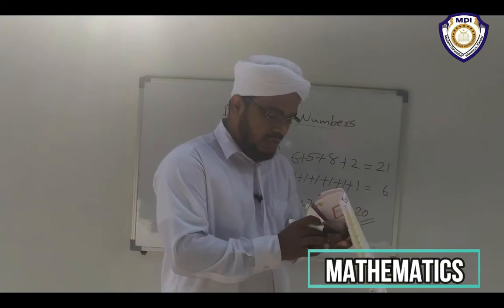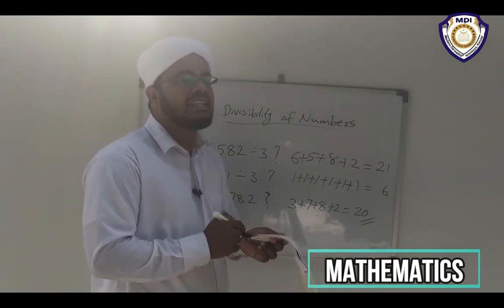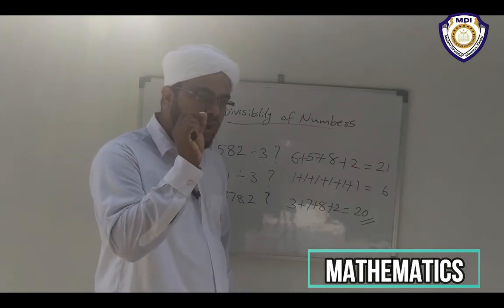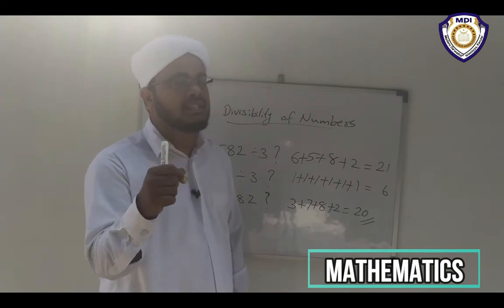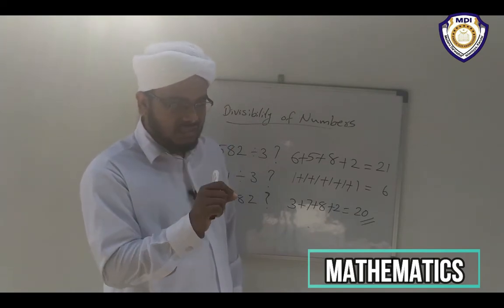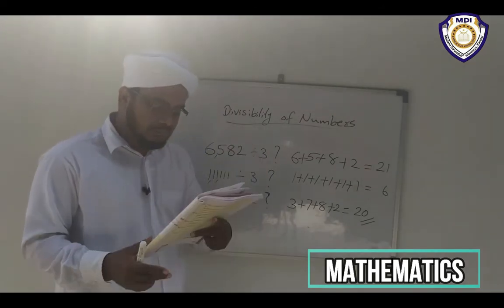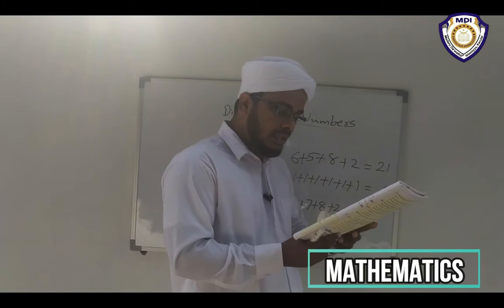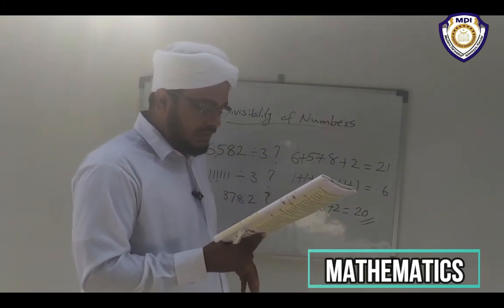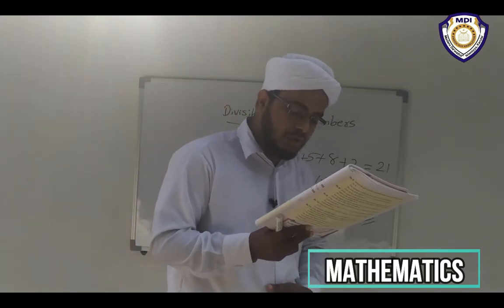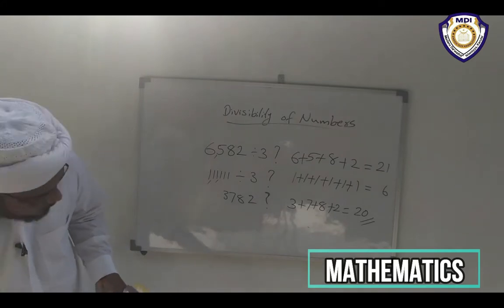So, it is very important: if we get any number, we have to add each and every digit of that number. After that, we have to check whether it is divisible by 3 or not. If it is divisible, then the number is also divisible by 3. Okay. Here, one more example is there. You have to write it down in your notebook. If you have any doubt, you can ask me. Yes, let us move on.